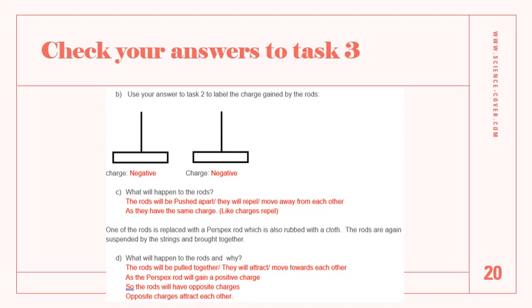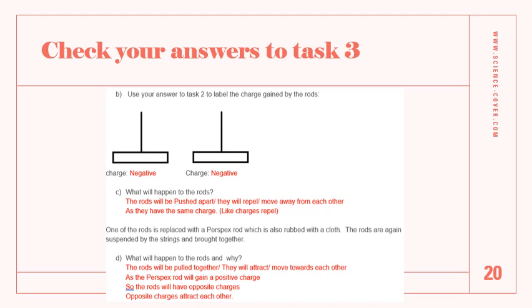Part B, the charge on the left should be negative, the charge on the right should be negative. What will happen to the two rods? They will be pushed apart, or they will repel, as they have the same charge.